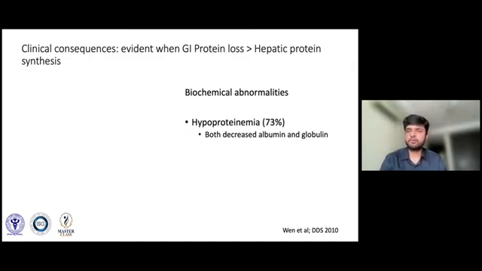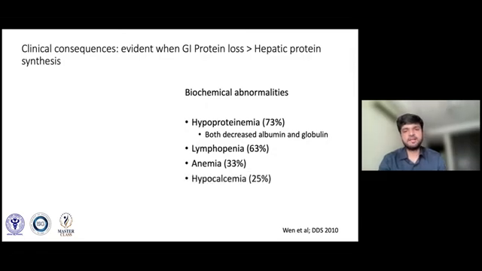The patients usually have both decreased albumin as well as globulin. There may be lymphopenia in rare cases where there is a lot of lymphatic leak. There may be anemia and hypocalcemia because there is also a lot of fat malabsorption, which leads to vitamin D deficiencies and other vitamin deficiencies, which may lead to anemia.